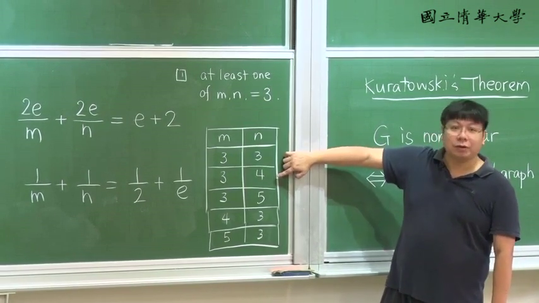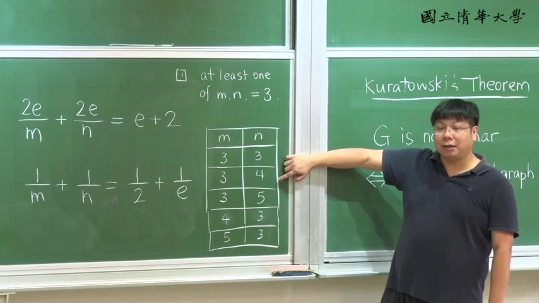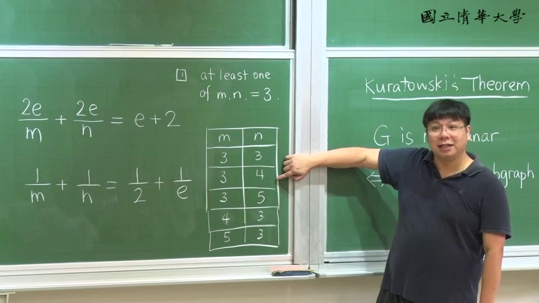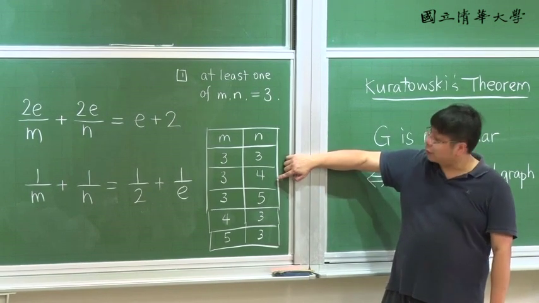And how about this? This is n equal to 4. This is a square, and each corner is joined to 3 edges. So what is it? This is a cube, a regular cube.